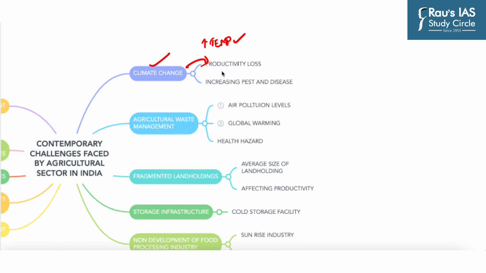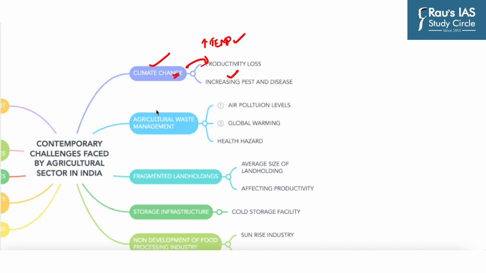productivity loss. Apart from hampering the biological growth of the plants, climate change also results in crop damage by increasing pest and disease attacks. It has been observed that small and marginal farmers are more prone to these impacts.